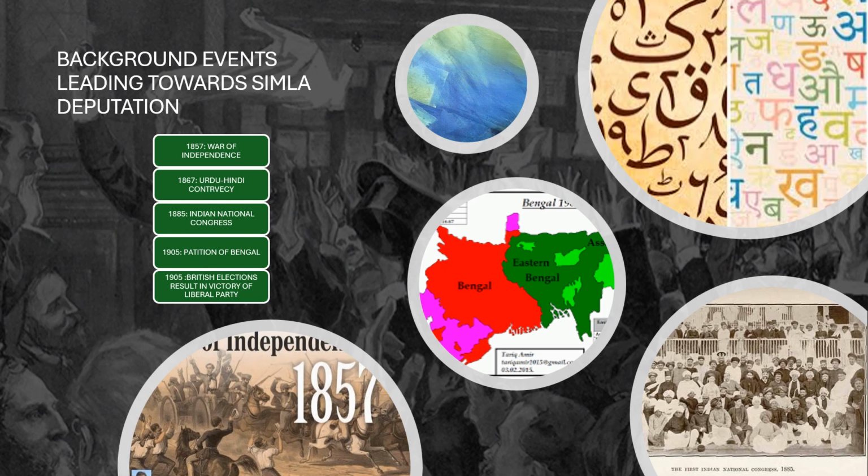My dear students, in England there are only two parties. One is the Liberal Party and the other is the Conservative Party. The Conservative Party is of the rich, honorable class and the Liberal Party is of the common class. So once the Liberal Party won the election, it was thought that now the demands of the common public of the subcontinent would also be heard.